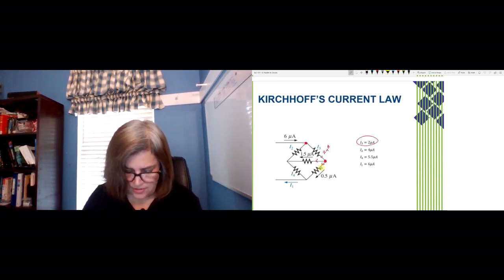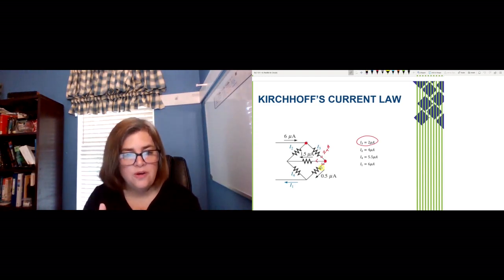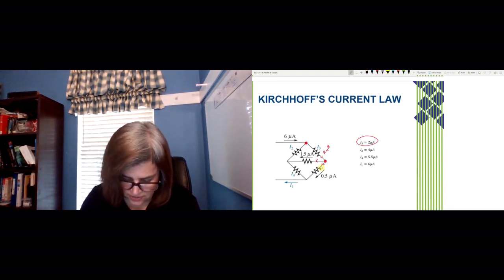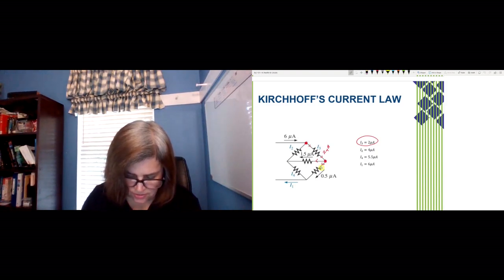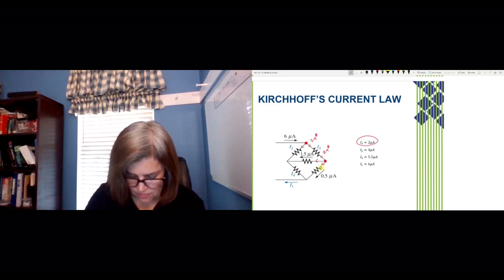Now that helps us, we can go back to the top node here. So now we know that we have 6 microamps coming in from the top and 2 microamps leaving through I3. So that means this must be 4 microamps. Sorry, I drew that as milli. It should be microamps.